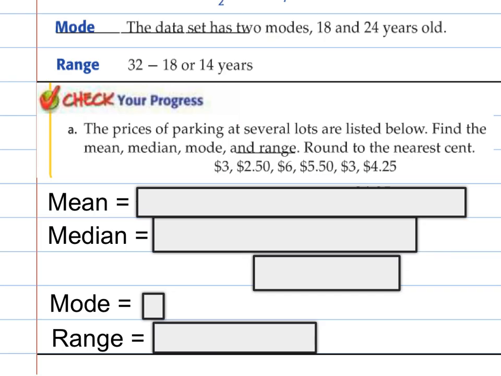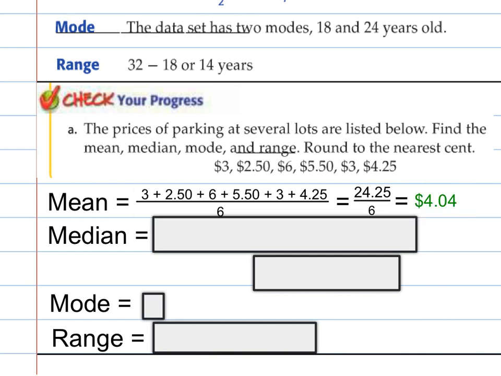So let's try another one. The prices of parking at several lots are listed below. Find the mean, median, mode, and range, rounding to the nearest cent. Our data, the price of parking at different lots, is $3, $2.50, $6, $5.50, $3, and $4.25. To find the mean, we add all those up and divide by how many there are. Adding them up, we get $24.25. There are 6 data points. Dividing by 6, our mean, our average, is $4.04.